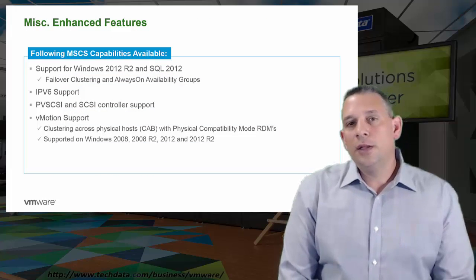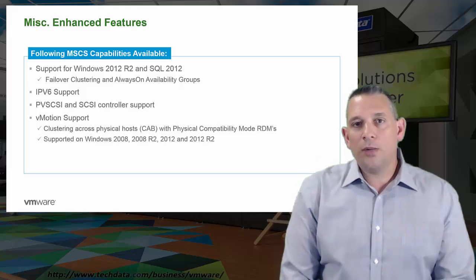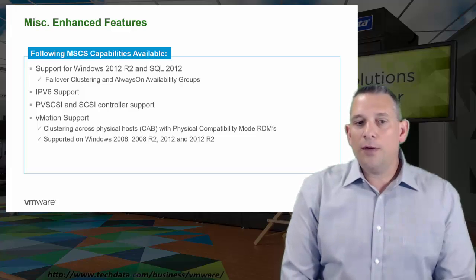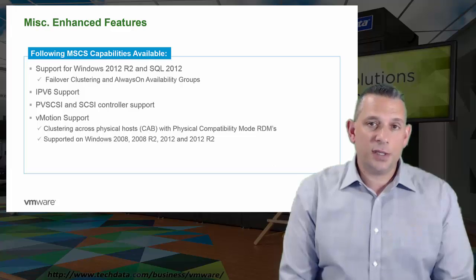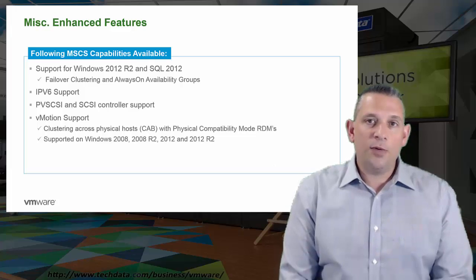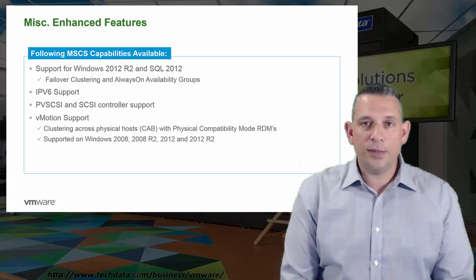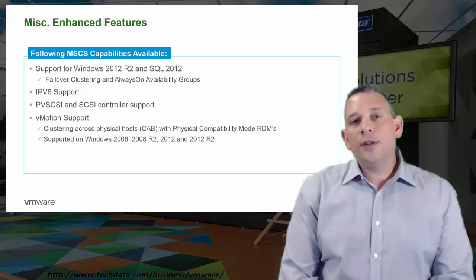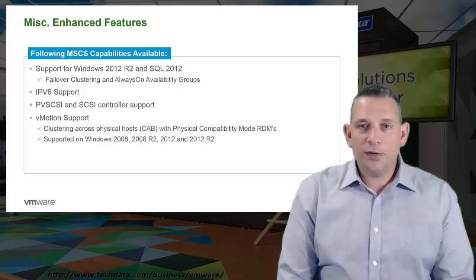And finally, the last update is with Microsoft Clustering Services. We are now offering support for Windows Server 2012 R2 and SQL 2012 as well, and for Always On Availability Groups and IP version 6 compatibility as well. And then we've also included some support for using your physical RDMs in regards to your Microsoft clustering as well. So now that completes all of the new and updated feature sets within vSphere 6.